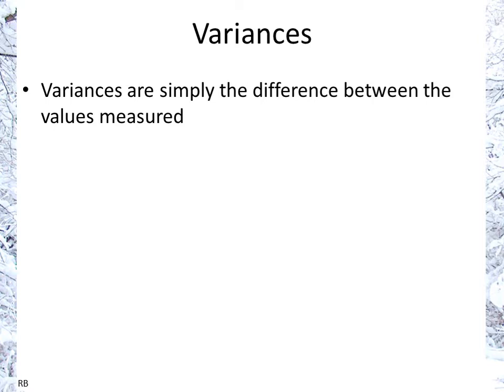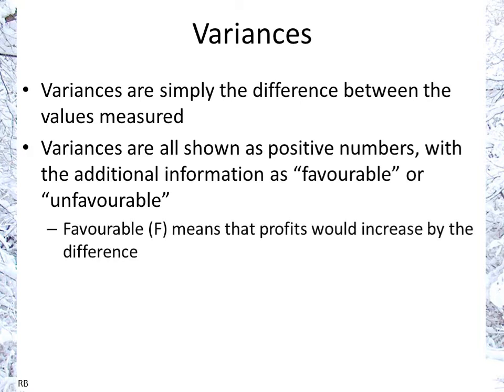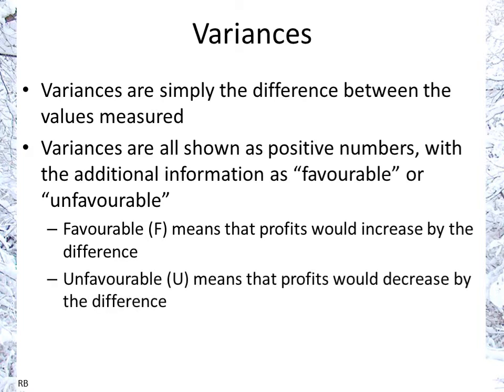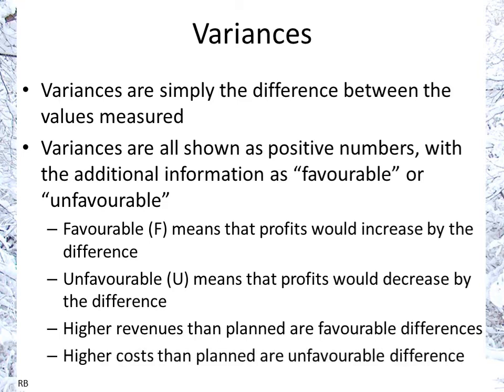Variances are simply the difference between measured values we have here. They're shown always as positive numbers, or almost always, with the additional information given as unfavorable or favorable. Favorable means profits would be increased because of the difference. Unfavorable means profits would decrease because of the difference. An example would be that higher revenues than planned are favorable differences, therefore lower ones are unfavorable ones. Higher costs, on the other hand, are unfavorable differences, and lower costs than planned are favorable.